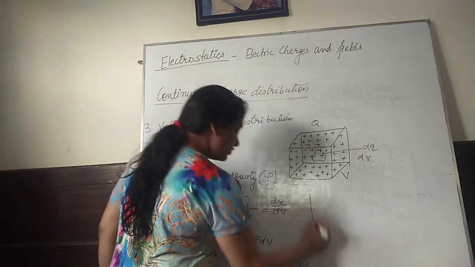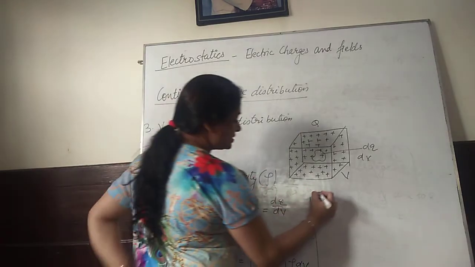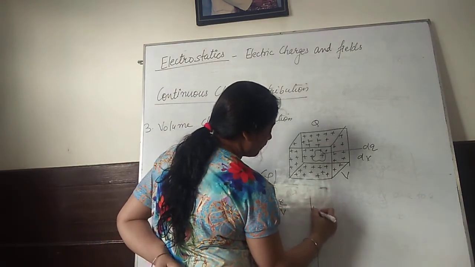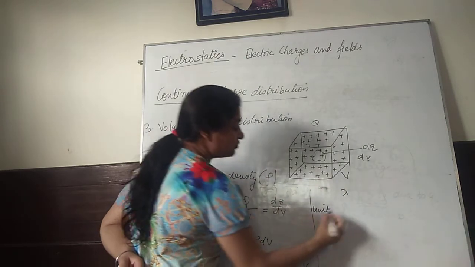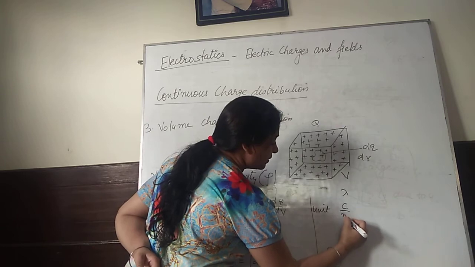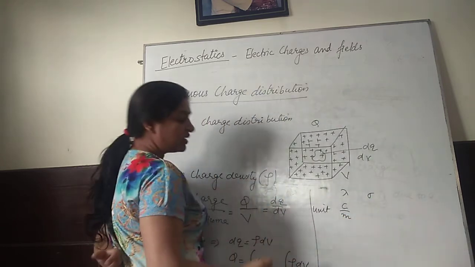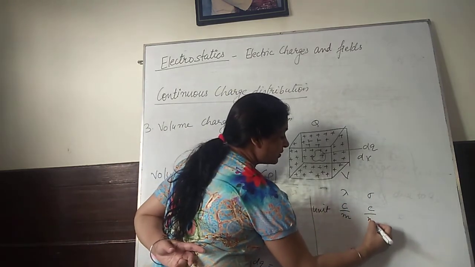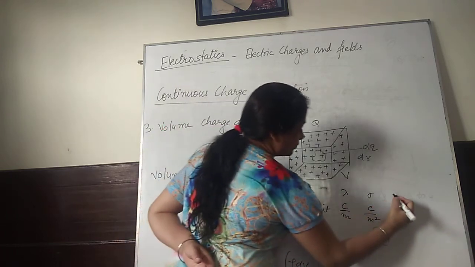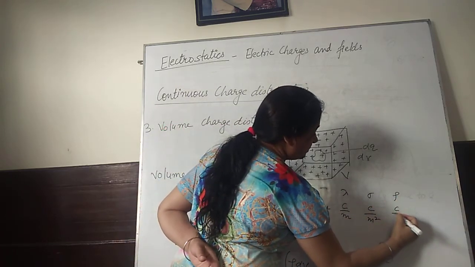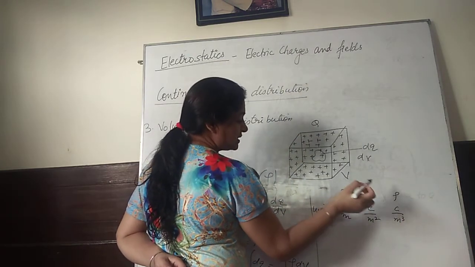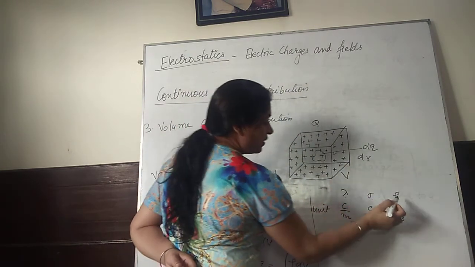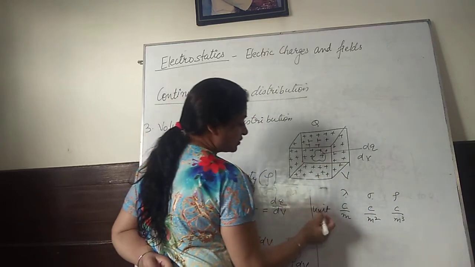Now unit of first charge density we have already discussed, lambda. Let us write down the units of all the charge densities. Unit of lambda would be coulomb per meter. Unit of sigma is coulomb per meter square, and unit of rho is coulomb per meter cube. This is linear charge density, surface charge density, volume charge density. So these are the units.